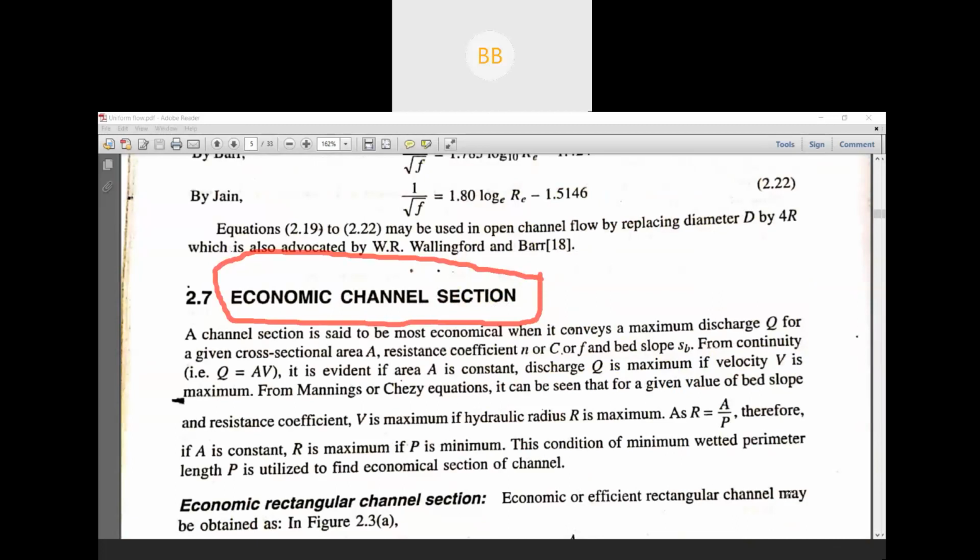One is trapezoidal, rectangular, and triangular channel. These three are most important as far as your open channel is concerned: rectangular, triangular, and trapezoidal.